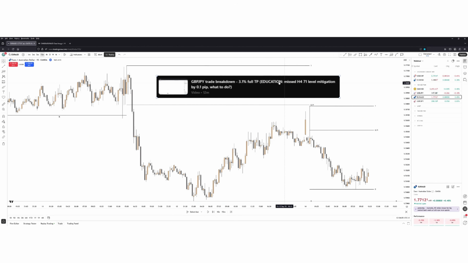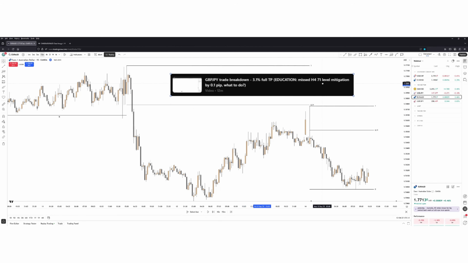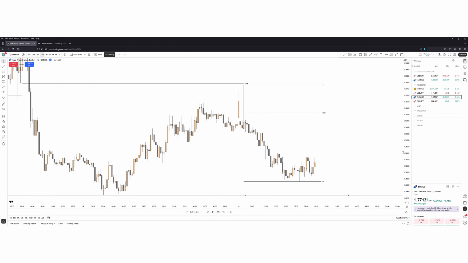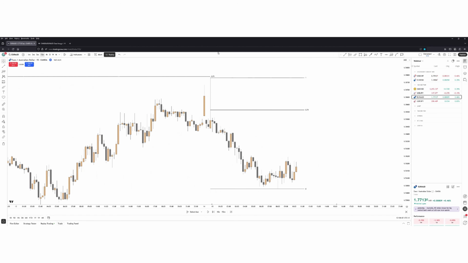So in this video, there was one education topic simply highlighted here: missed 4-hour 71 level mitigation by 1 pip, what to do. And this video exactly explains what to do in this case when price misses the 71 level mitigation by 0.1 to 1 pip and then reverses and creates a confirmation model. So check this video out if you don't know what to do in this situation. I'm not going to explain it again because there's this video dedicated to this topic exactly. So please watch it.